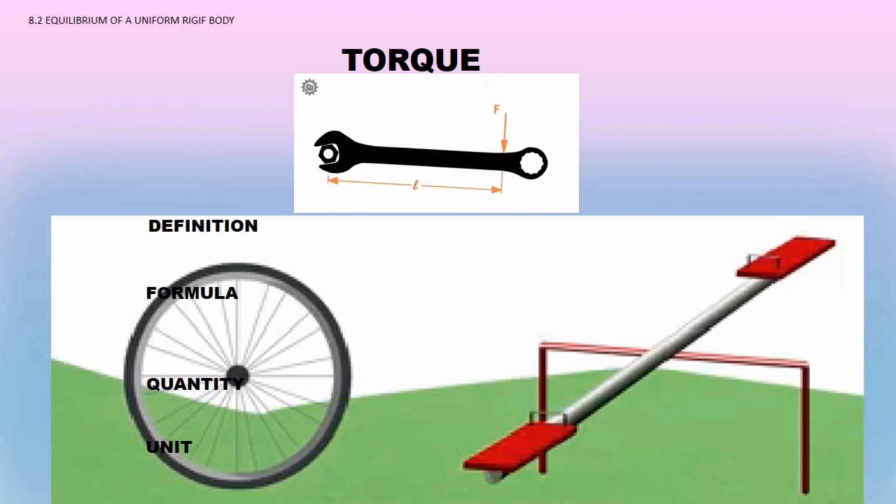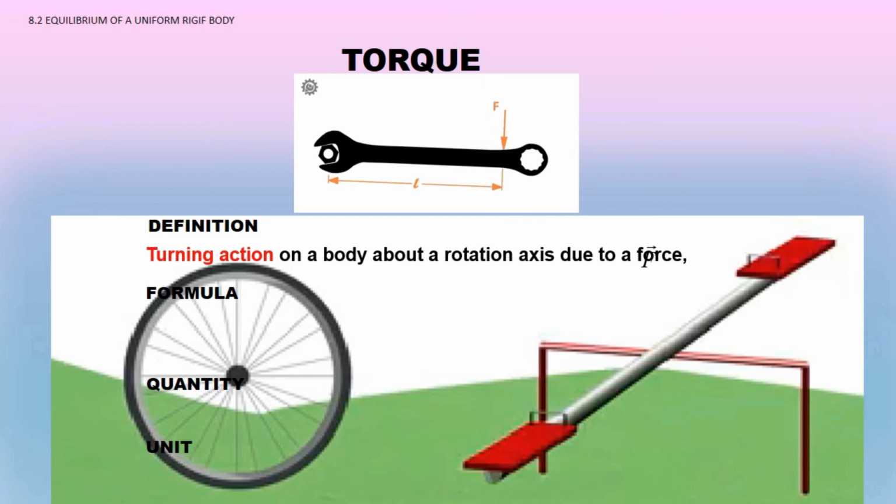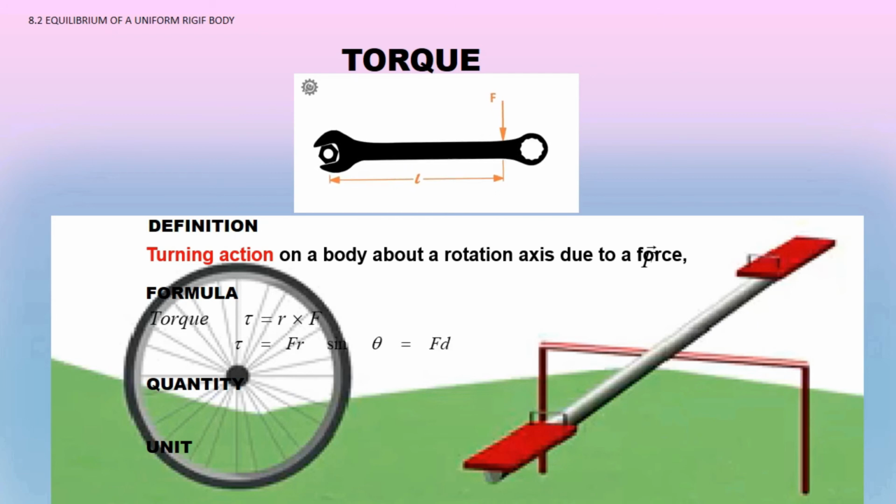We go to the definition. Torque is a turning action on a body about a rotation axis that exists due to a force. Formula of torque: tau equal to r times F, or tau equal to F r sin theta, equal to F d. Torque is a vector quantity. The unit of torque is Newton meter.